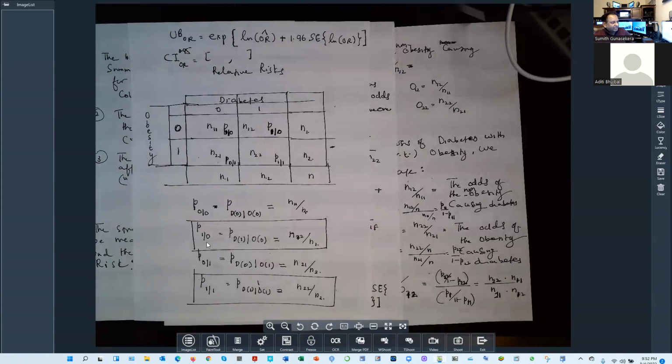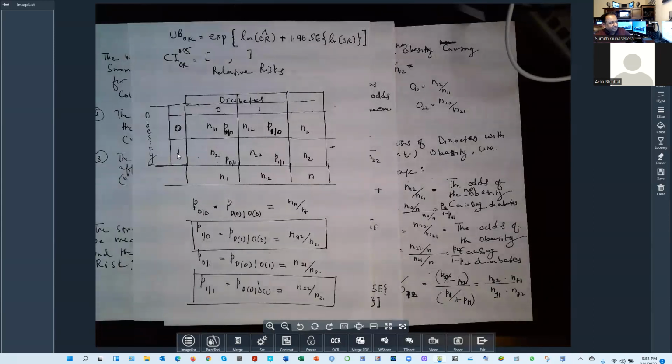Or you go to 1, 0. 1, 0 means diabetes 1, given that you have diabetes. You have this one, given that no obesity. N1 to divide by N1 dot. And the other one, 0 given 1. This line means probability, called the conditional probability.